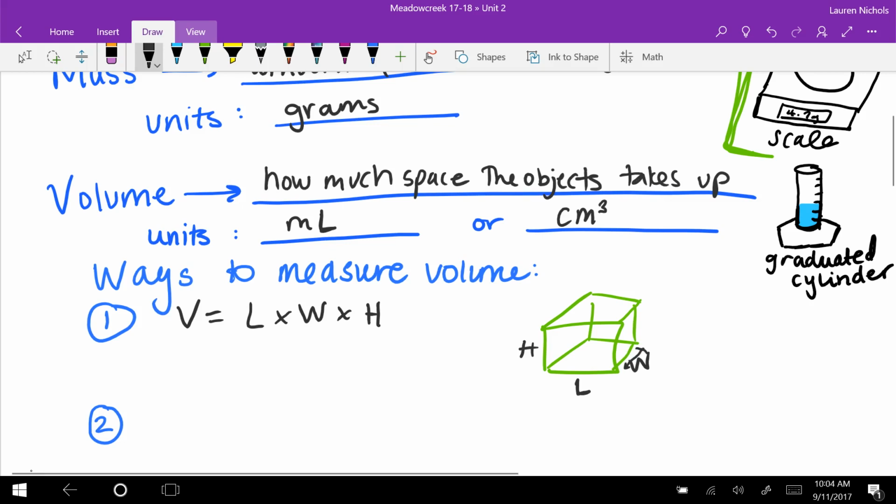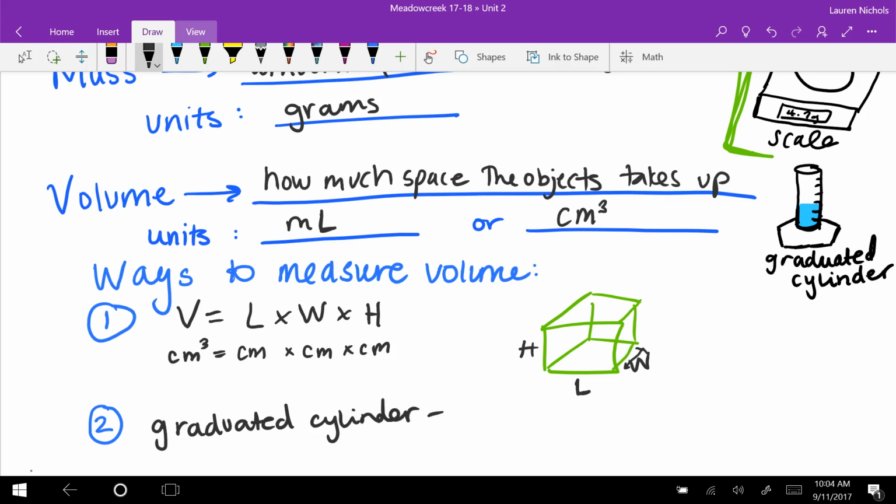And so when we get a number in centimeters times a number in centimeters times another number in centimeters, we would get centimeters cubed. The reason why it's cubed is because we have 3 different numbers with centimeters that we measured. If I multiplied centimeters 4 times, it would be centimeters to the 4th. I don't actually know how to say that beyond cubed. Another way to measure volume is just using a graduated cylinder. And this is for liquids only, okay? And this would measure in milliliters.